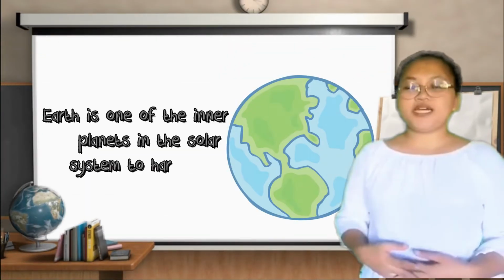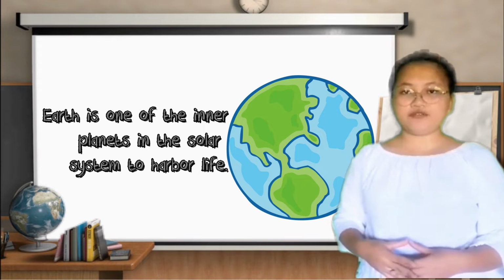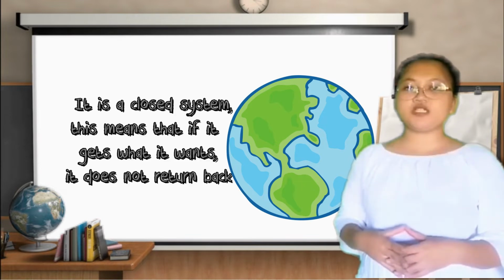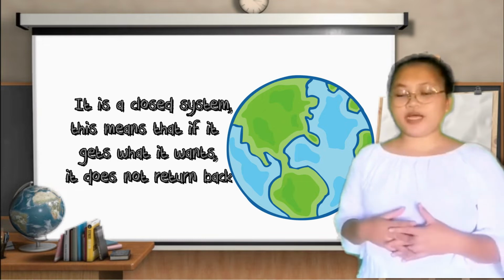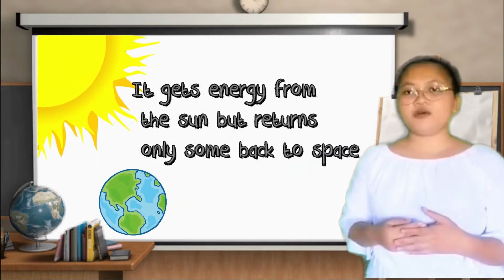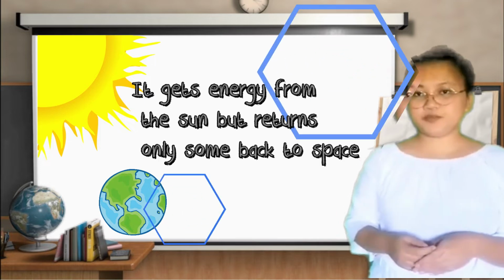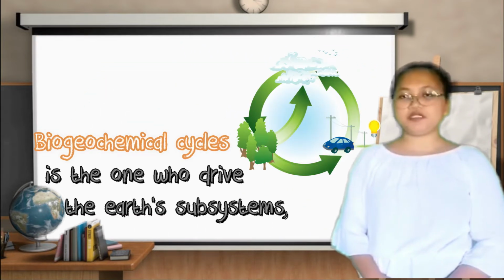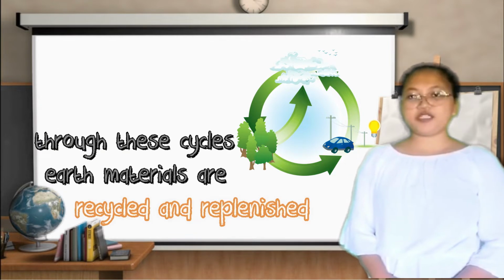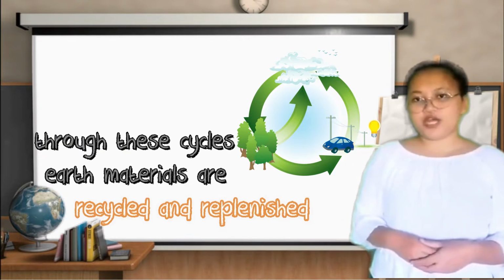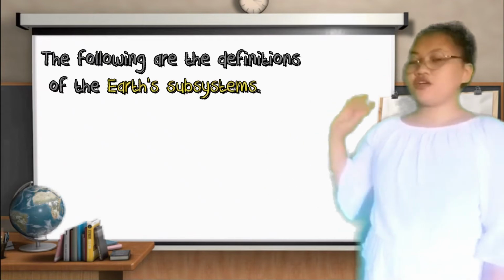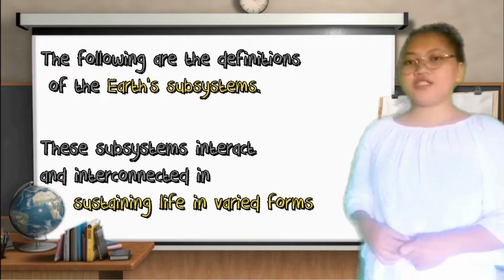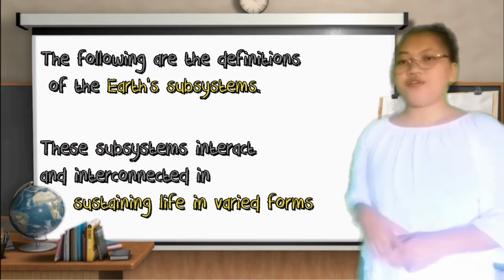Earth is one of the inner planets in the solar system to harbor life. It is a closed system. This means that if it gets what it wants, it does not return back. It gets energy from the sun, but returns only some back to space. Biogeochemical cycles drive the Earth's subsystems. Through these cycles, Earth materials are recycled and replenished. Following are the definitions of the Earth's subsystems. These subsystems interact and are interconnected in sustaining life in varied forms.